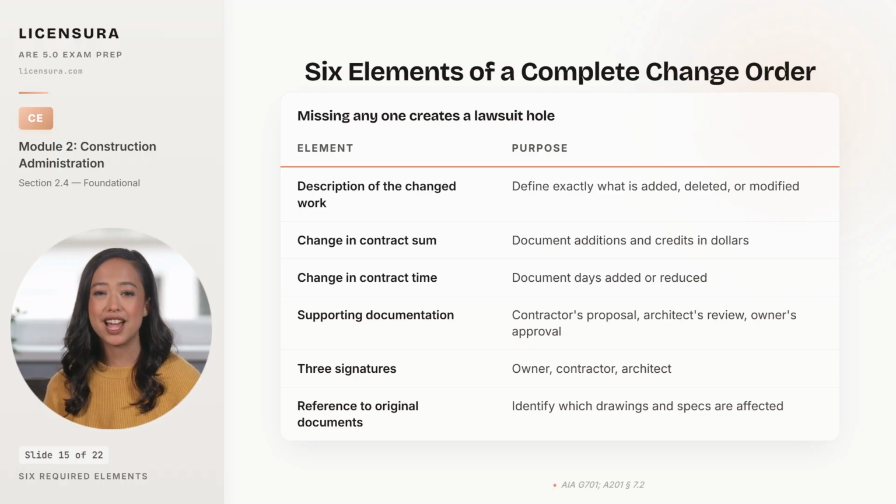3 signatures execute the modification, and the reference to the original documents identifies which drawings and specifications are affected, so the as-built record is unambiguous. Skip any one of these and the CO is incomplete, and incomplete change orders are the lawsuits the firm gets sued over. 4 cost methods exist under A201, and the markup discipline matters as much as the method itself.